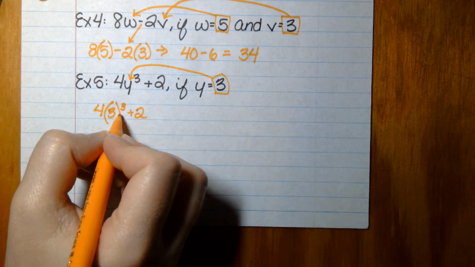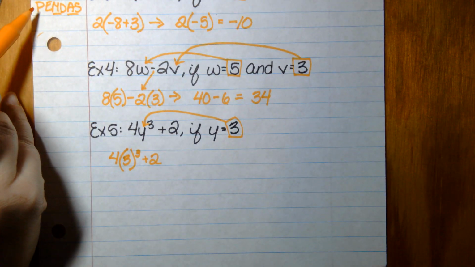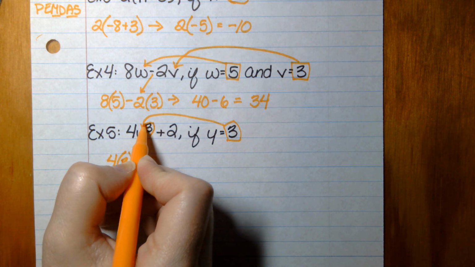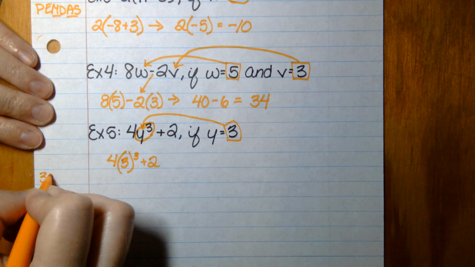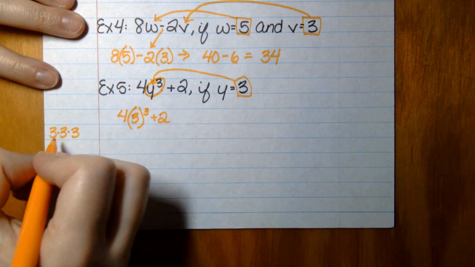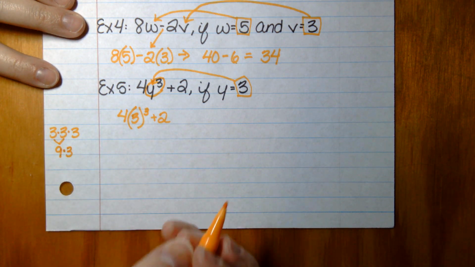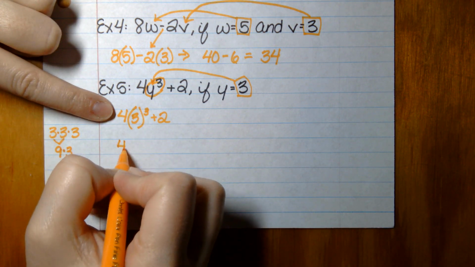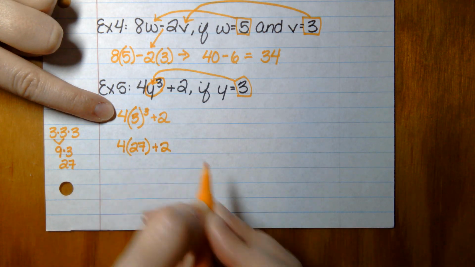So now remember parentheses. We can't do anything with the parentheses. Now I do my exponents. My exponent only applies to the y. So this is like saying 3 times 3 times 3. We know that 3 times 3 is going to give me 9. I still have a third 3, so the 9 times 3 is going to give me 27. So now I have 4 times 27 plus 2.